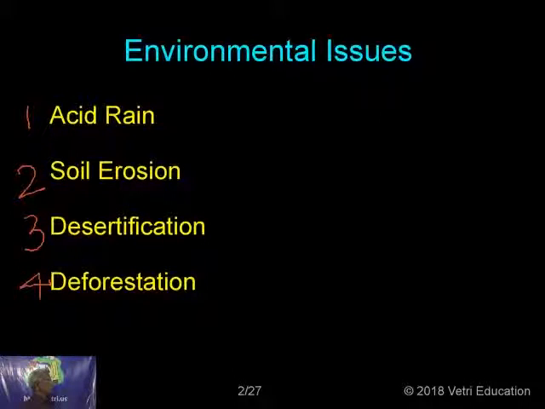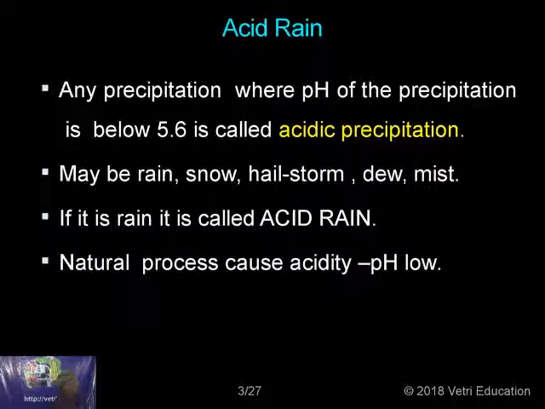Acid rain is the rain becoming acidic and then it is pouring on the soil so that the soil is also becoming acidic. Acidic rain is one of the reasons for soil erosion. And desertification, the water bodies are lost and the whole world is becoming more or less like a desert. Deforestation, the removal of the plants from the face of the earth. So these are some of the environmental issues that we are encountering in our life today. One by one we will take up the issues.